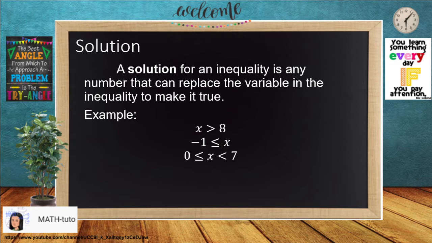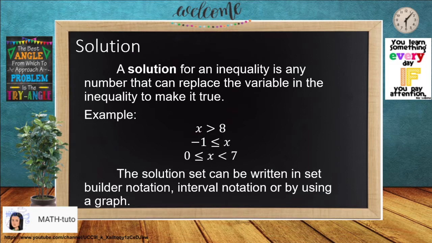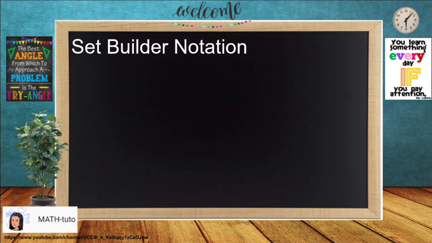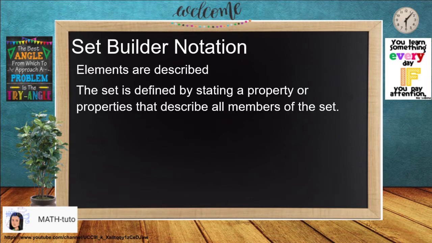Now, this inequality or solution set for inequality can be written in three forms. It can be in set builder notation, interval notation, or by using a graph. Doon muna tayo sa set builder notation. So, for a set builder notation, we will describe all the elements, and the set is defined by stating a property or properties that describe all members of the set. Gamitin natin yung mga examples kanina doon sa mga tatlong i-discuss natin na form. Yung set builder notation, again, interval notation, and by graphing.